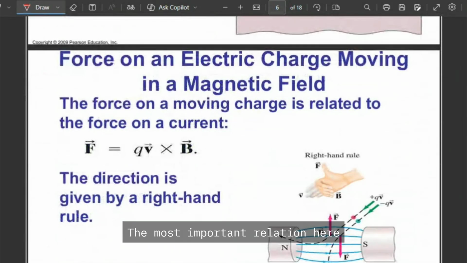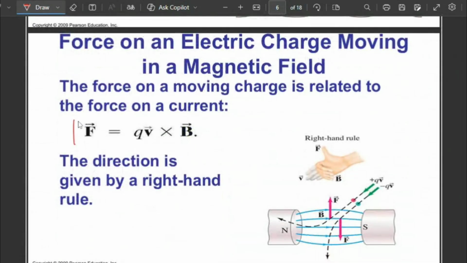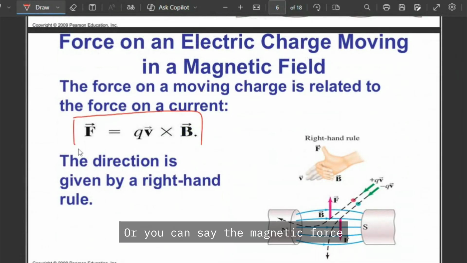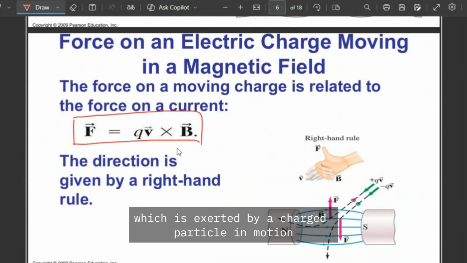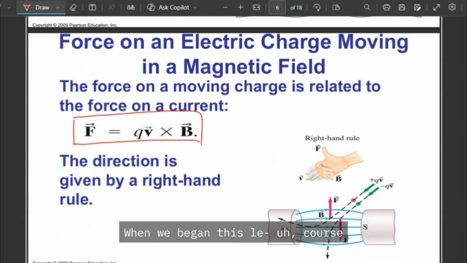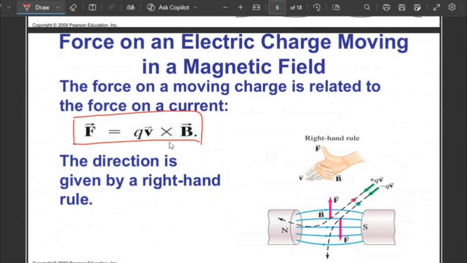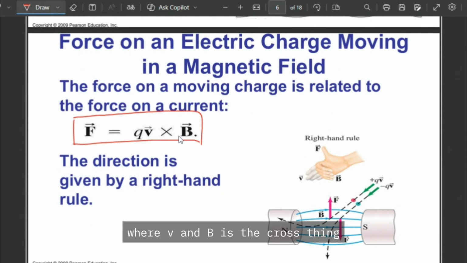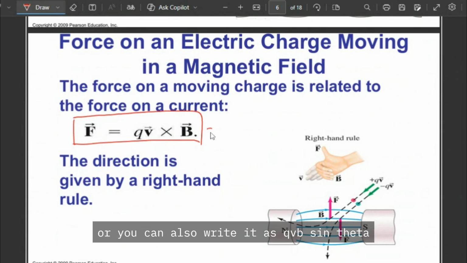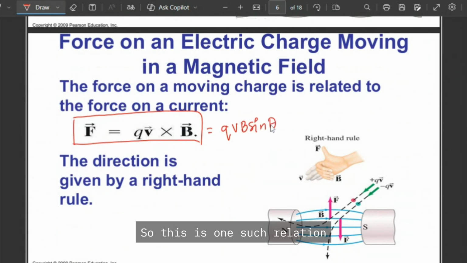The most important relation here is the magnetic force which is exerted on a charged particle in motion. When we began this course, we understood why there are different kinds of fields. If a charged particle is at rest, it produces an electric field. If a charged particle is in motion, it will produce a magnetic field. So that magnetic force is QVB, where V and B is the cross product. So it is V cross B, or you can also write it as QVB sine theta. This is one such relation that you need to remember.